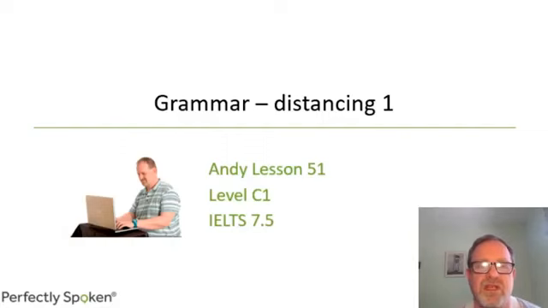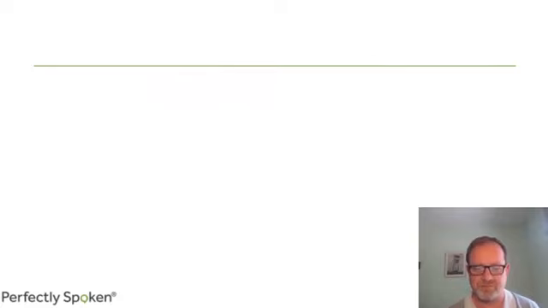In this lesson, lesson 51 in the course, we're going to be looking at the grammar area of distancing. I'll explain in a minute what it's about. As always, this is a C1 level course on the Common European Framework, and if you're more familiar with IELTS, 7.5 on the IELTS scale. Okay, so without further ado, let's have a look at distancing.